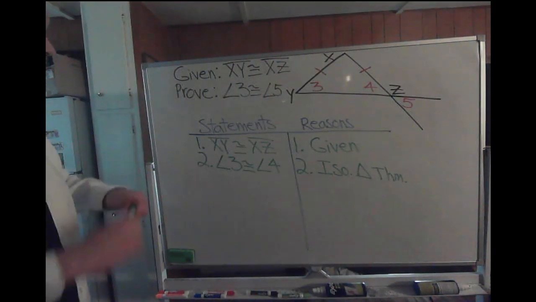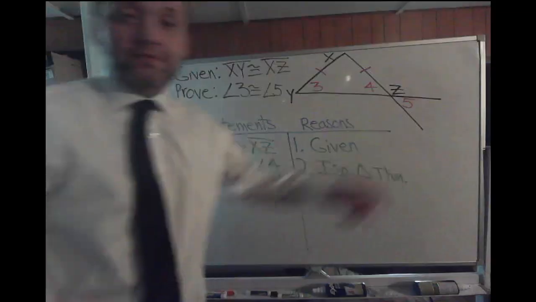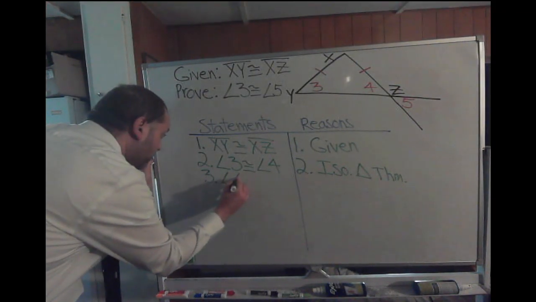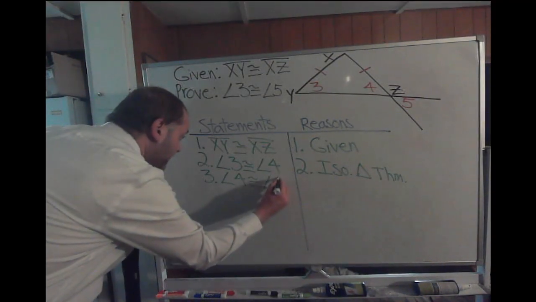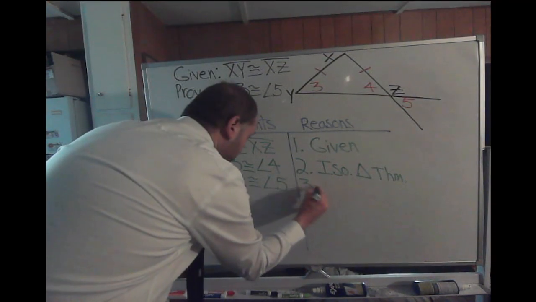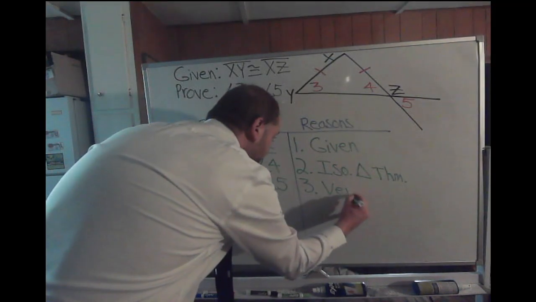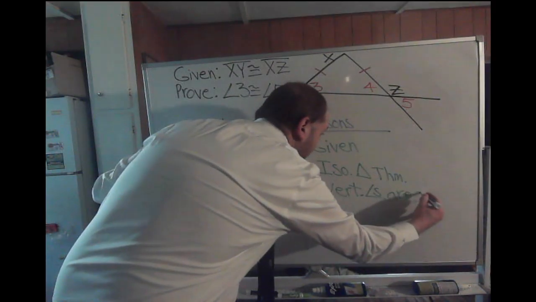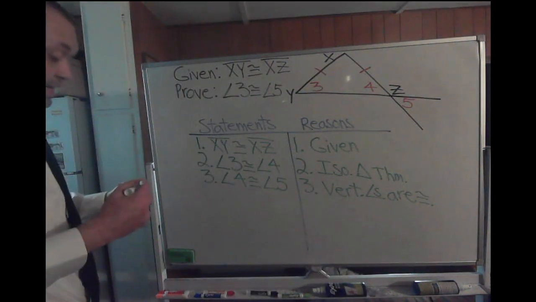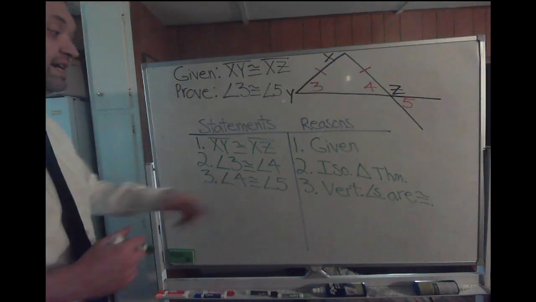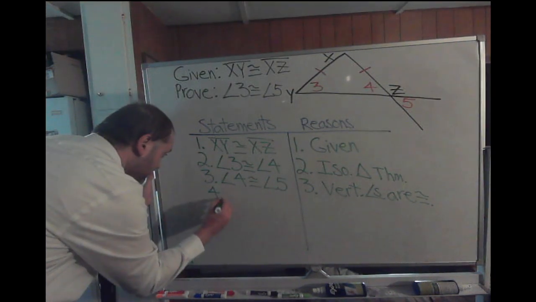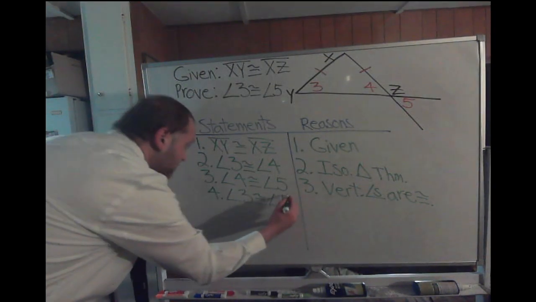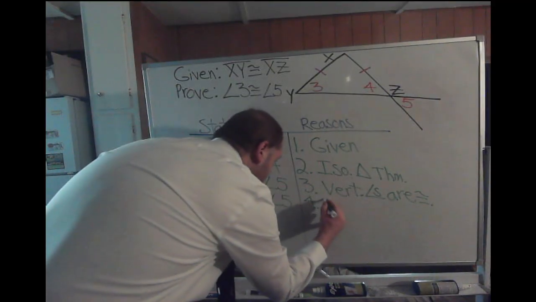Okay, now from here, angles 4 and 5 are vertical angles, right? We can actually say then that angle 4 is congruent to angle 5 by the fact that vertical angles are congruent. And then by a simple transitive property, we can say that angle 3 is congruent to angle 5. So angle 3 is congruent to angle 5 by the transitive property.